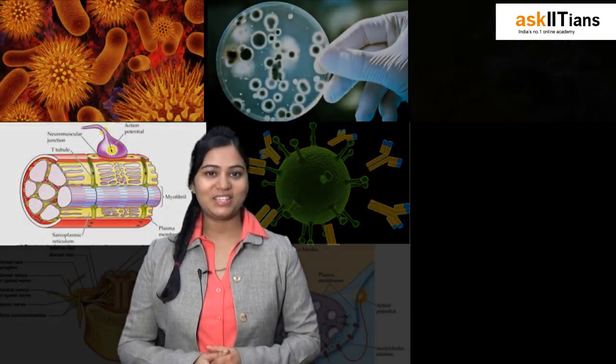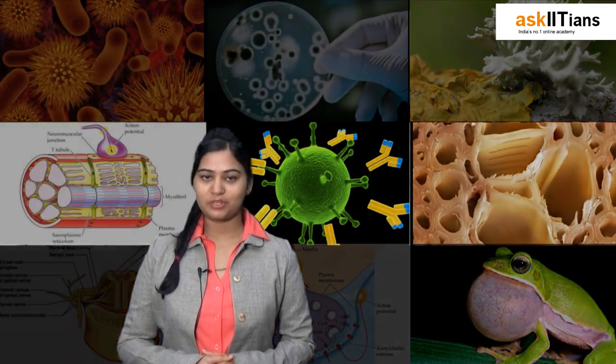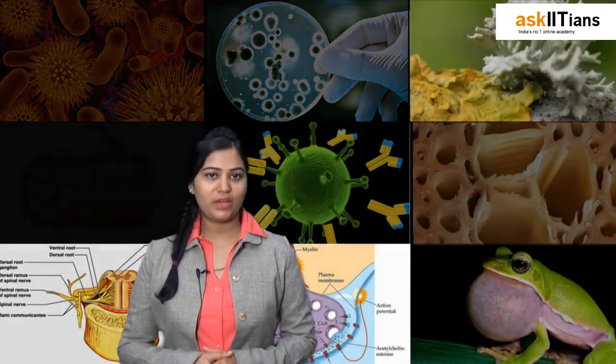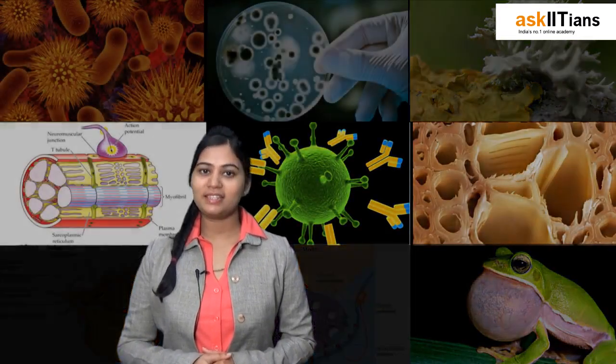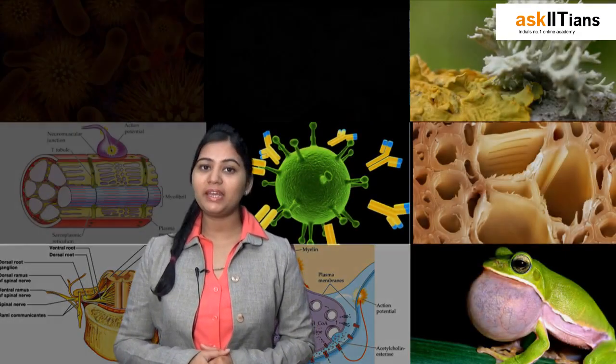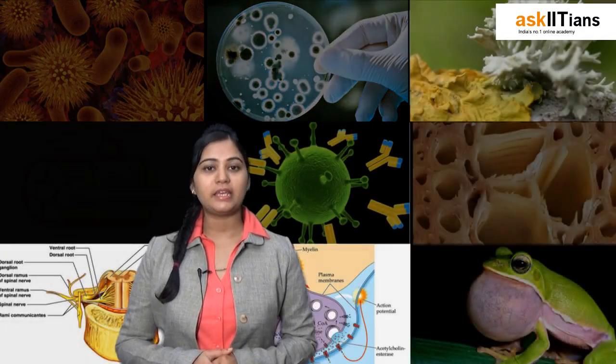Okay, so this was all about types of immunity, types of acquired immunity, and the process by which pathogens are killed inside the body. Hope you have understood the complete lecture, which was divided into two parts on the immune system.